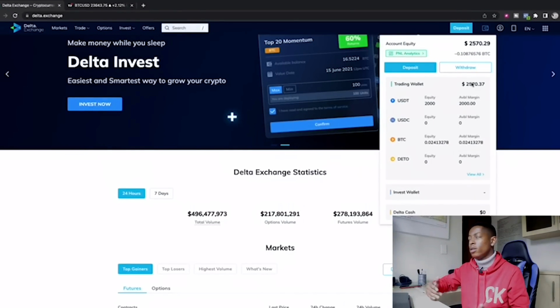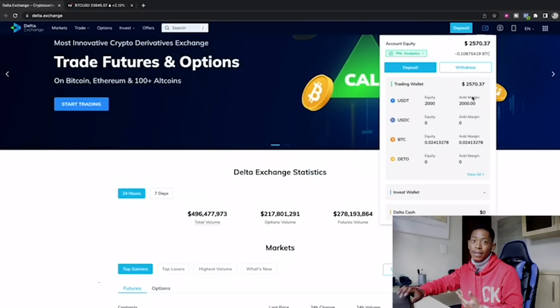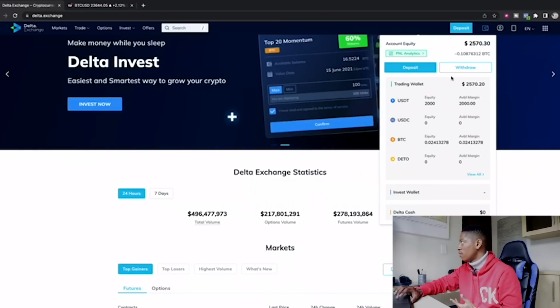I'll just say by holding Bitcoins, I've made a clean $70 since last week when I deposited, but it's okay. The price went up. I made some profits from it. What I'll do now is that I want to execute trades using these USDTs.